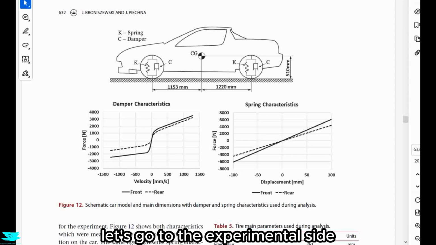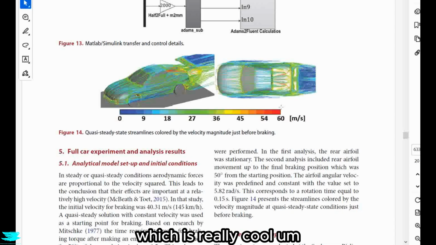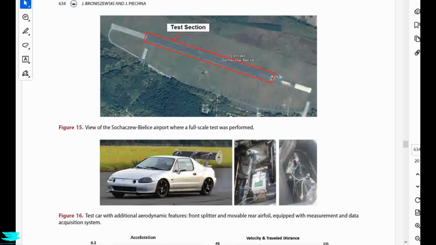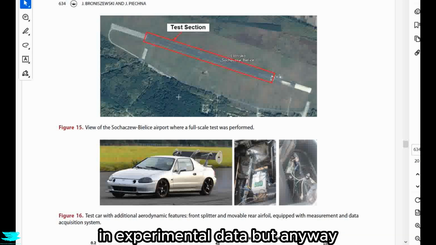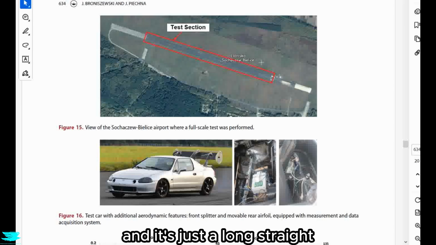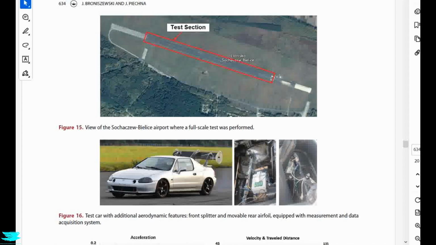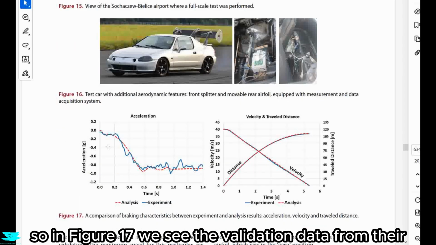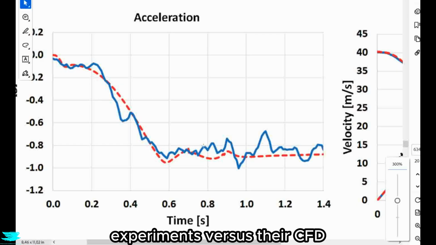Let's go to the experimental side, because they actually did some experiments to get some validation data, which is really cool. Down here, it's really challenging to get like the car height, etc. in experimental data. But anyway, in figure 15, we see an aerial view of the car's track, and it's just a long straight. Then in figure 16, we see the car with a massive wing at the back. So in figure 17, we see the validation data from their experiments versus their CFD.